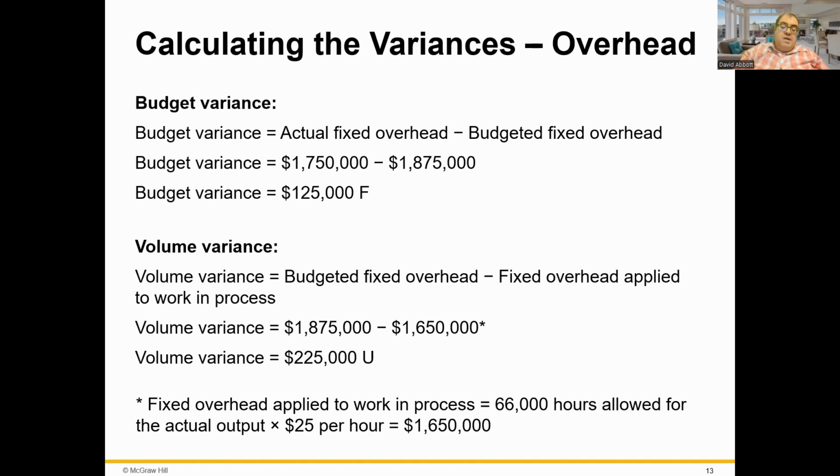And the fixed overhead volume variance is computed as 225,000 unfavorable, and it is labeled unfavorable because the budgeted fixed overhead, which is 1,870,000, is greater than the fixed overhead applied to work in progress, which is 1,650,000.